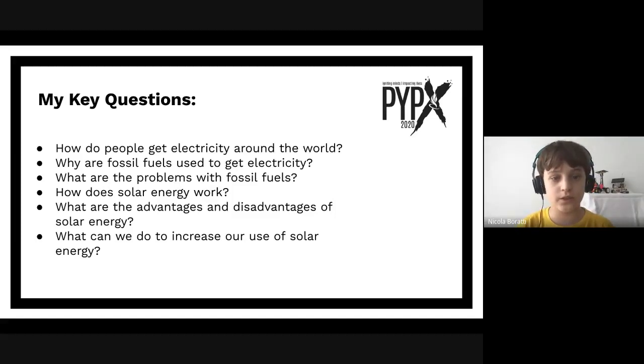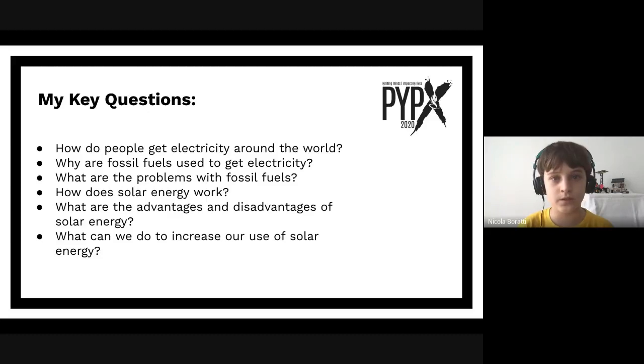Another question is, what can we do to increase our use of solar energy? The answer to that is, a university in China is developing a solar panel that can make electricity out of raindrops. So if it's a rainy morning and a sunny afternoon, you'll get electricity all day long.